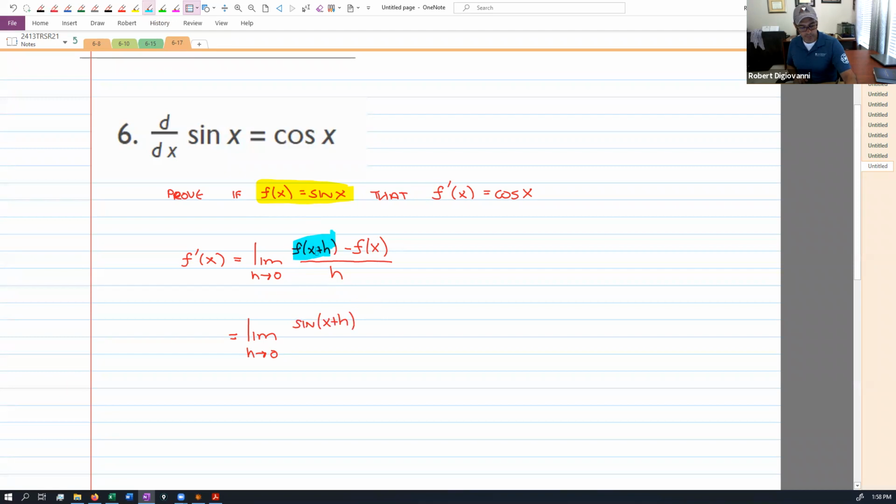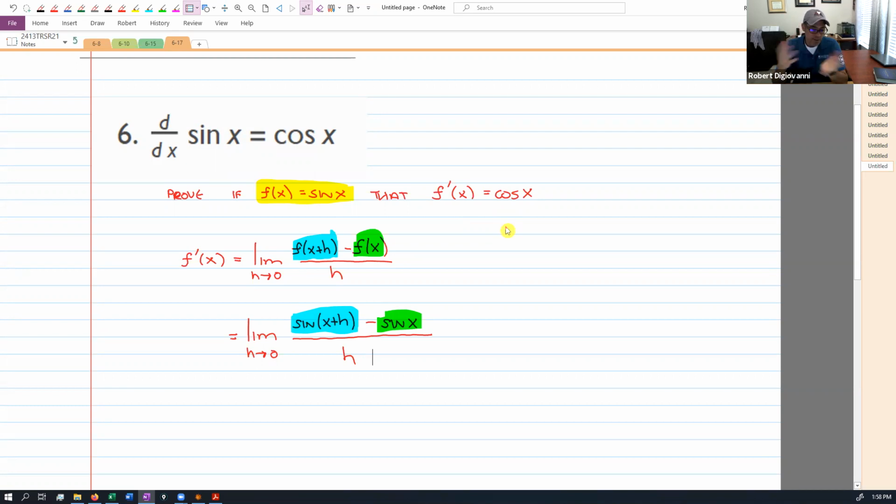That's the blue part. We're just plugging x plus h into that function. There it is. X plus h into sine gives you sine of x plus h. We subtract from that still f of x, but f of x is just the sine function itself. And then divide the whole thing by h. So there's where we are.